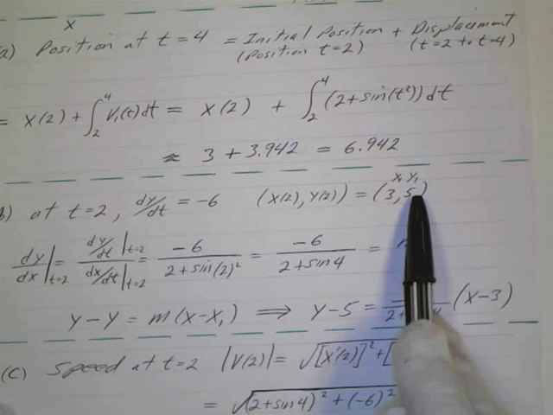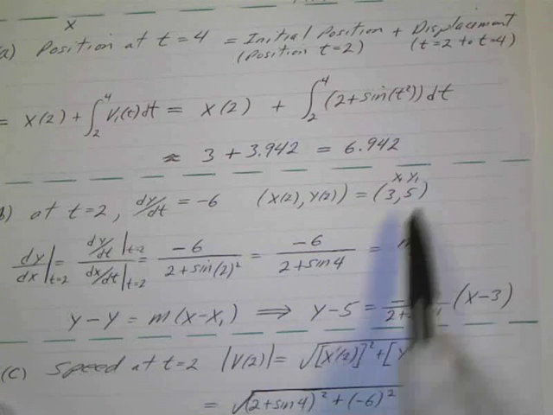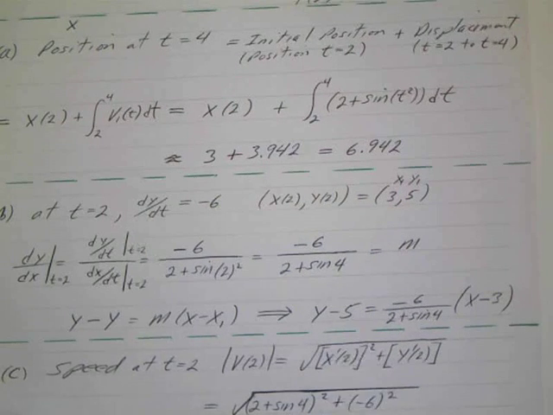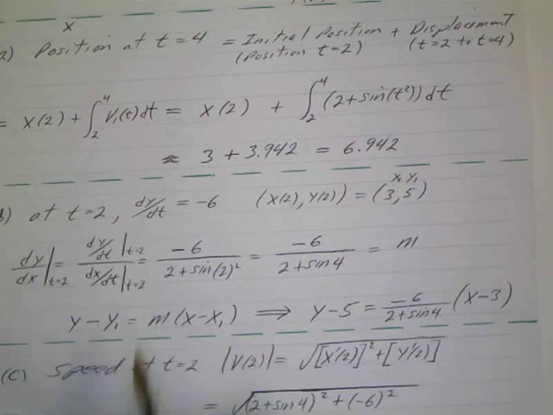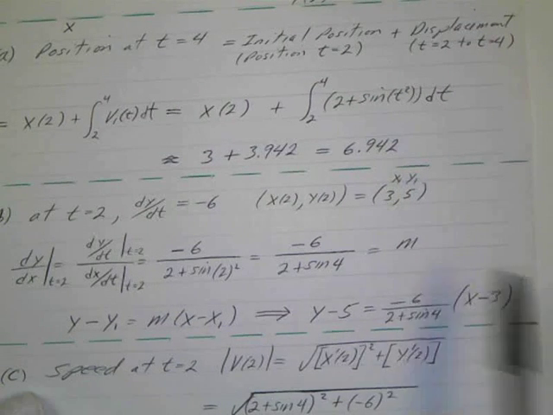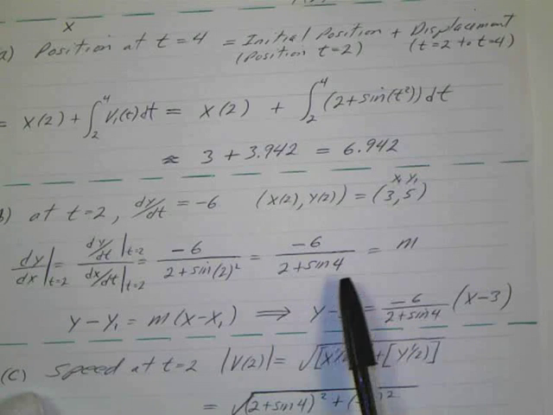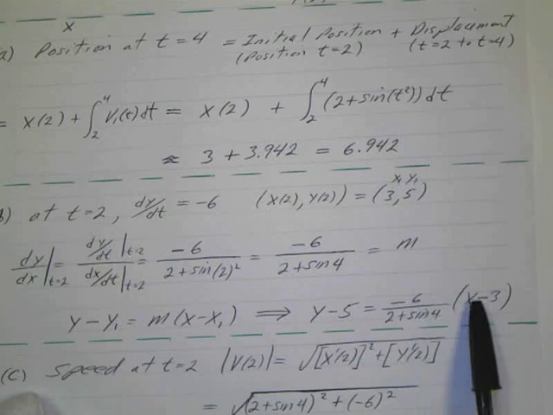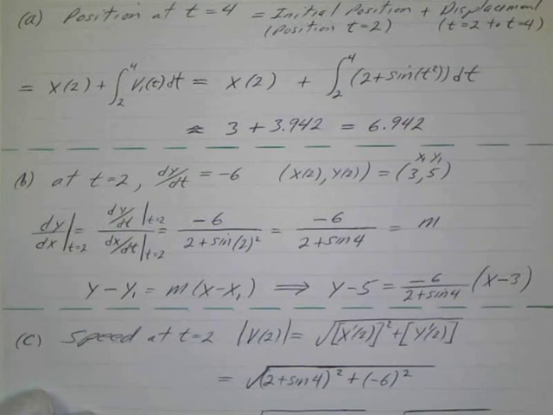I've got my point. So I just use the point-slope form. y minus y1 equals m times x minus x1. y minus 5, oops, that should be y minus 5 equals my slope, negative 6 over 2 plus sine 4, times x minus x1. And there you go. So that's what you got.